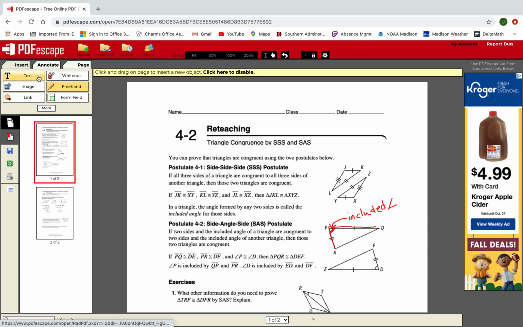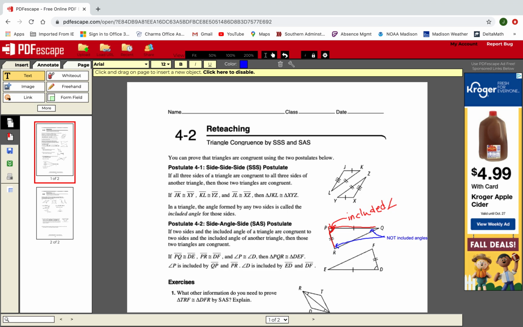On the other hand, a non-included angle would be either of the other two angles, okay? So we have this angle and this angle. So angles Q and R basically in this triangle are not the included angles in this particular problem because they are not made up of the two sides that are shown with congruent markings. Okay, so these are not included angles. I hope that makes a little sense.